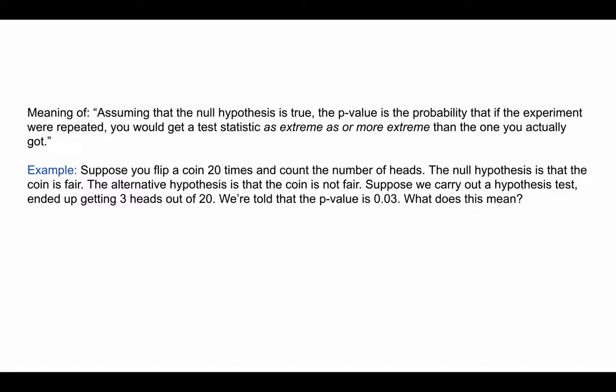Let's suppose we carry out a hypothesis test. We learn how to actually do this in 8.2, next section, and we end up getting 3 heads out of 20. So we do our experiment, we get 3 out of 20. We're told that the p-value for this experiment is 0.03. What does it mean to have a p-value of 0.03?